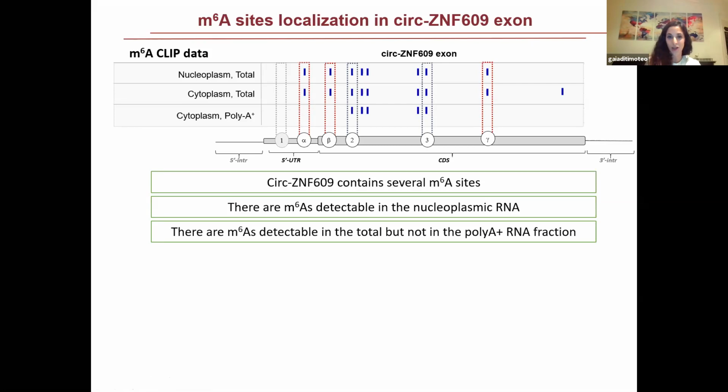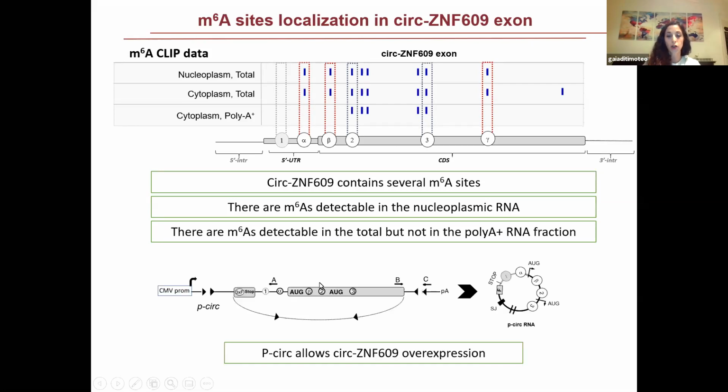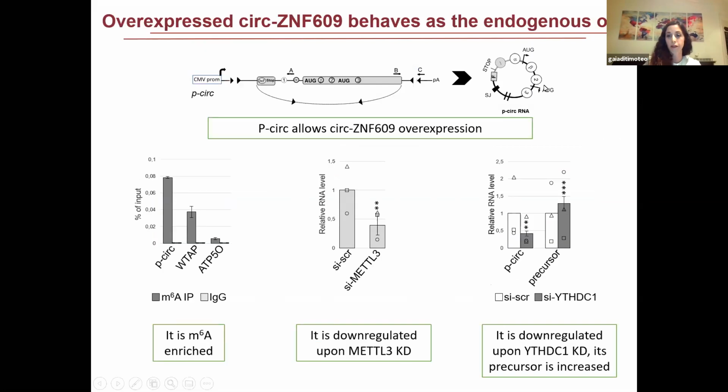So we wanted to make mutants, of course, of this m6A, and so we took advantage of a vector able to overexpress circRNA F609 as a circular RNA. But first of all, we wanted to verify the legitimacy of this tool, and so we checked the behavior of this circular RNA overexpressed in our cells and upon the knockdown of the factors acting on the endogenous circular RNA. As you can see here, the circular RNA produced from this vector is enriched in the m6A IP, so it contains m6As, and upon METTL3 knockdown and YTHDC1 knockdown, it's behaving basically as the endogenous one.